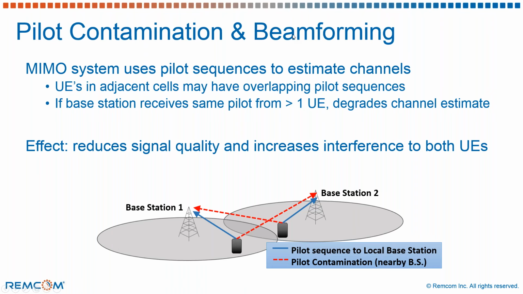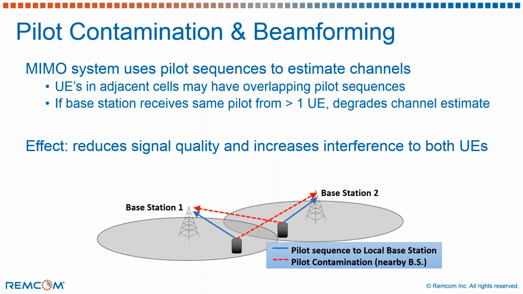Next, we looked at a special case called pilot contamination. Pilot contamination is an issue that beamforming can suffer because MIMO systems, particularly Massive MIMO, use pilot sequences from each of the devices to estimate the channel between the base station and the device. If we look at the diagram at the bottom, the pilot signals sent from a device are sent to an intended base station, shown by a blue arrow, but those same pilot signals will also reach neighboring base stations. And in some cases, the device in a neighboring cell may be using the same pilot sequence. When this happens, it's called pilot contamination.